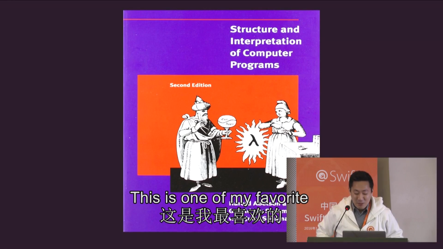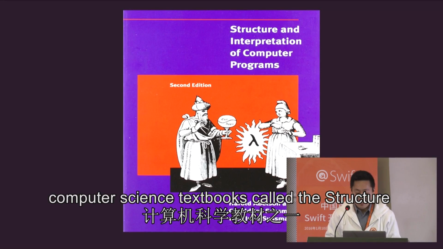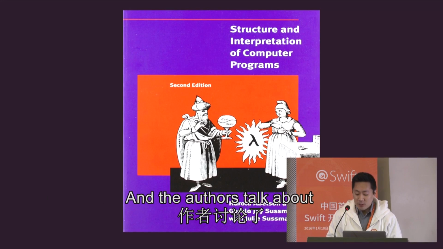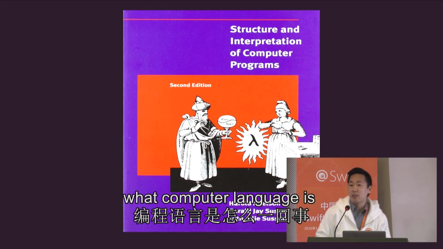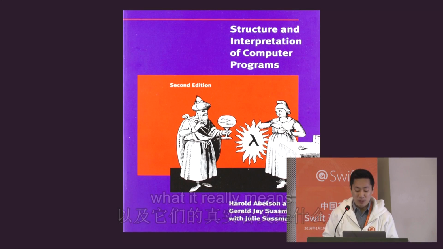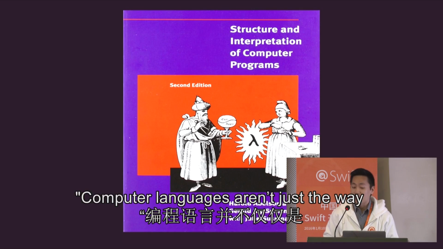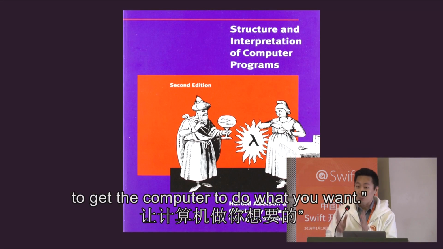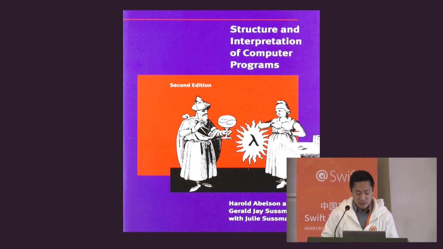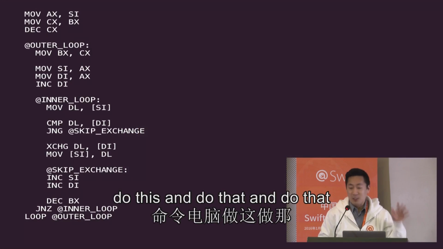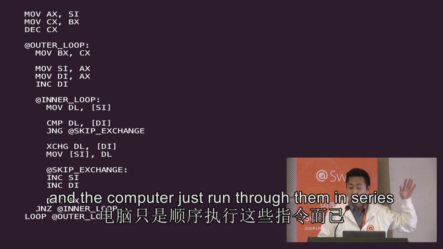This is one of my favorite computer science textbooks called The Structure and Interpretation of Computer Programs. And the authors talk about what computer languages and what programming are, what it really means. And the important part for me is that they say that computer languages aren't just a way to get the computer to do what you want. So it's not just a list of instructions. Do this, and then do that, and then do that, and then the computer just runs through them in series.